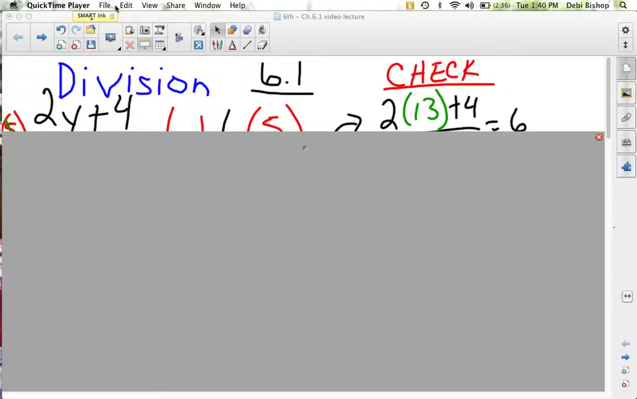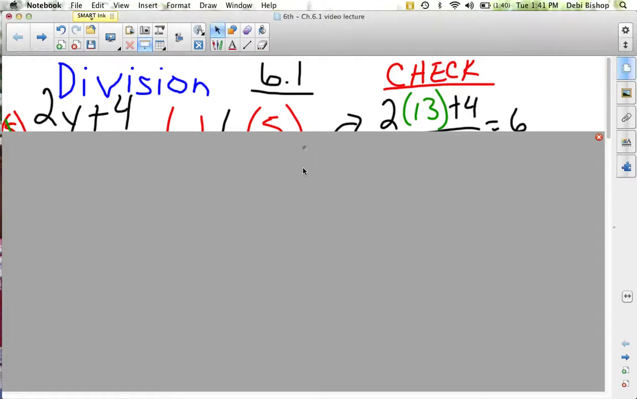Hello, 6th grade. We are going to finish talking about Chapter 6, Section 1, solving multi-step equations. We learned about like terms, combining them and simplifying like terms, and then solving for our variable. But here's some more in depth. So we're going to start with our division.